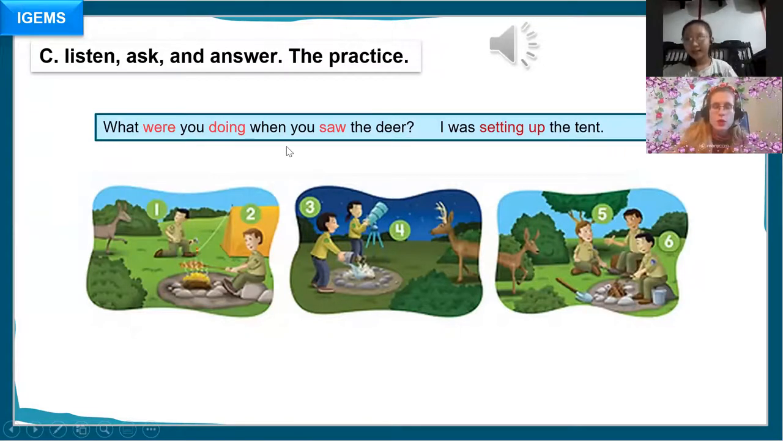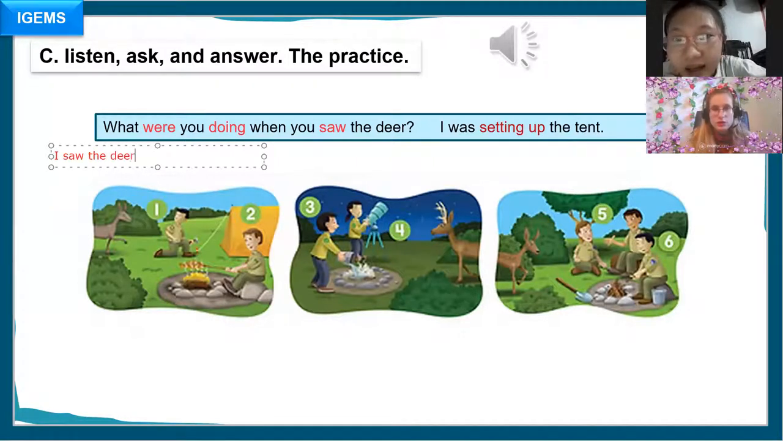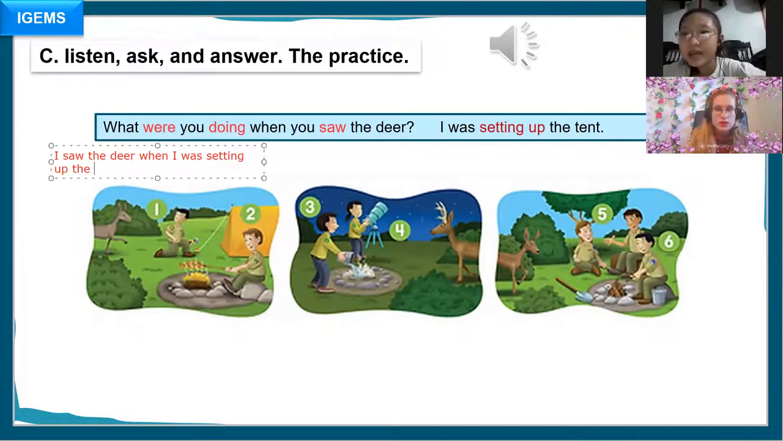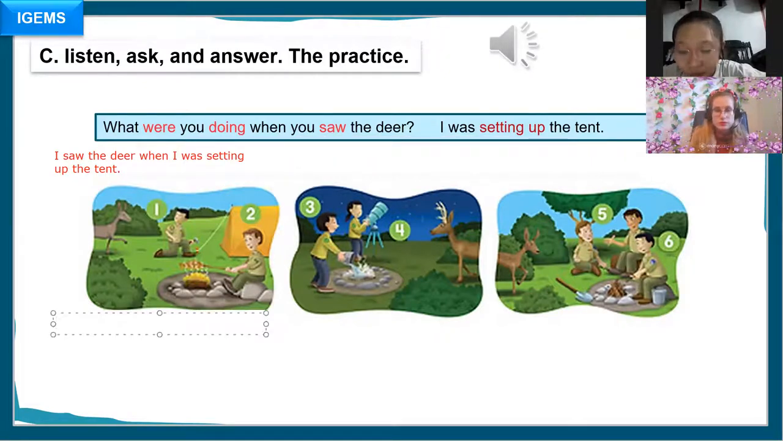All right. What were you doing when you saw the deer? Picture one. What was the man doing when he saw the deer? I saw the deer when I was setting up the tent. Good job. Good work. What were you doing when you saw the deer? Number two. I saw the deer when I was roasting fish. Good job.